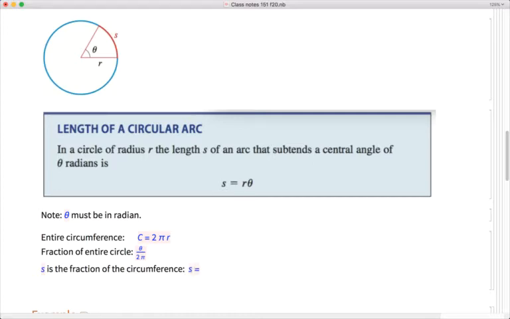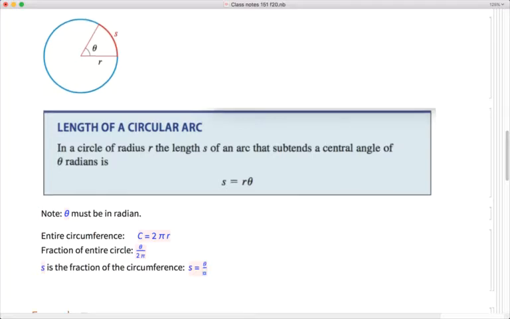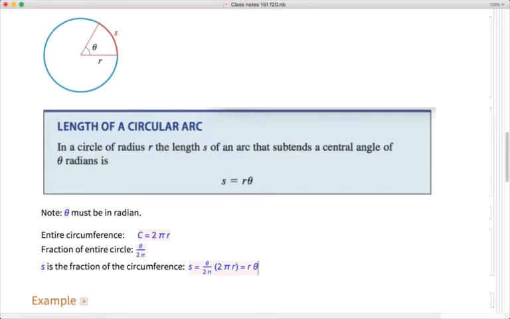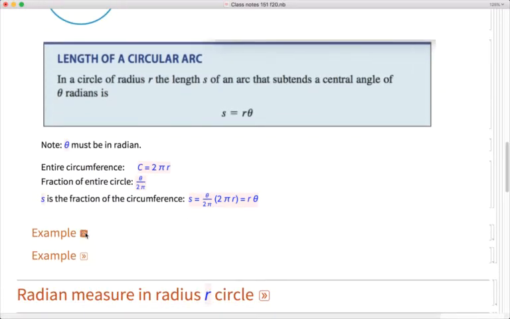Namely, S should be equal to, I guess we'll put the fraction out in front, theta over 2 pi. This is the fraction of the circle, and the entire circumference is 2 pi r. And you can see that the 2 pi is canceling there and giving us that formula. Okay. Right, so let's put it to use.